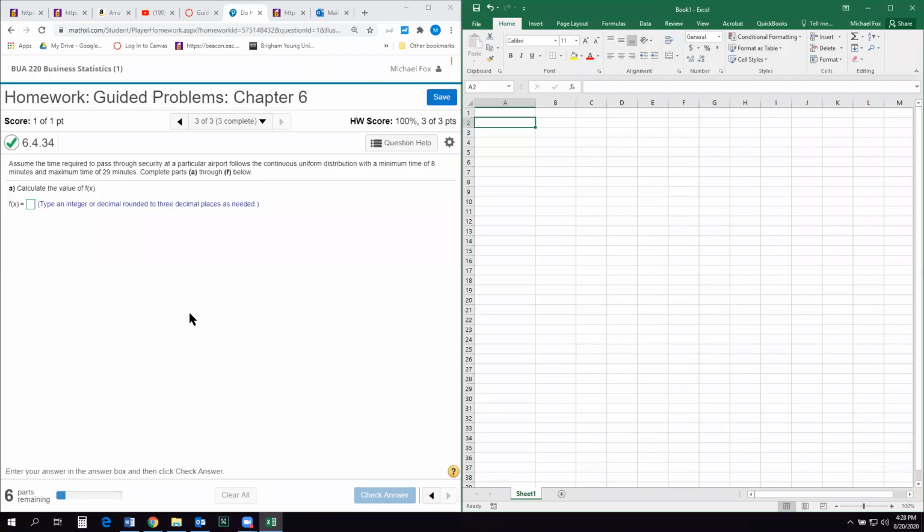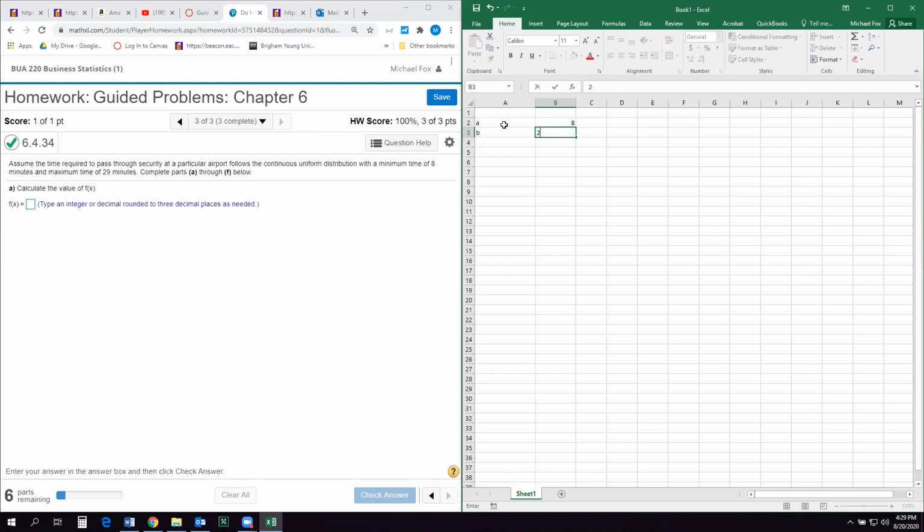All right, so this last one is a uniform distribution. It says, assume the time required to pass through security at a particular airport follows a continuous uniform distribution with a minimum time of 8 minutes and a maximum time of 12 minutes. For these uniform distributions, we have to identify A and B, where A is the lowest possible value in the distribution, which is the minimum time, so in this case 8, and B is the highest possible time in the distribution, so that's 12.